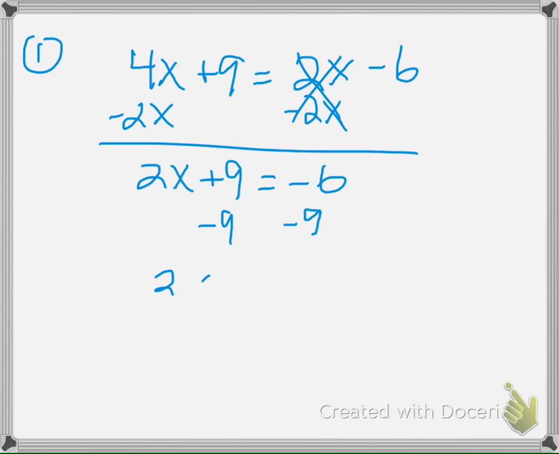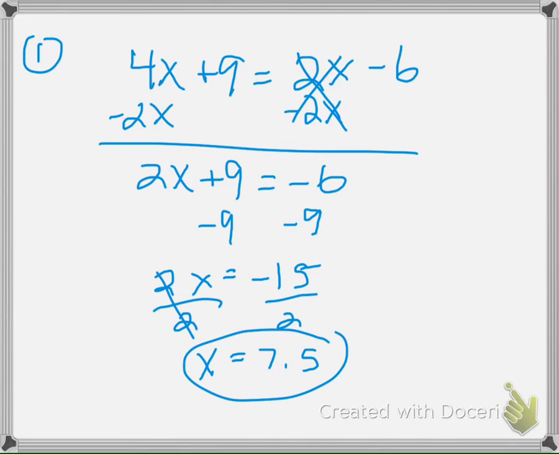And I'm left with 2x equals negative 15. And then I need to divide by 2 on both sides to get x by itself. And I'm left with x equals negative 7.5. That's the answer.